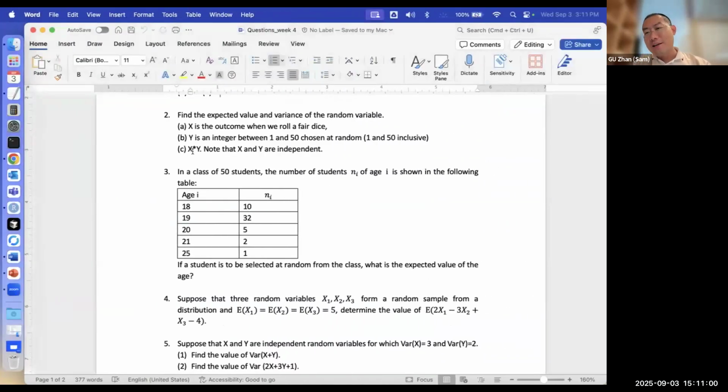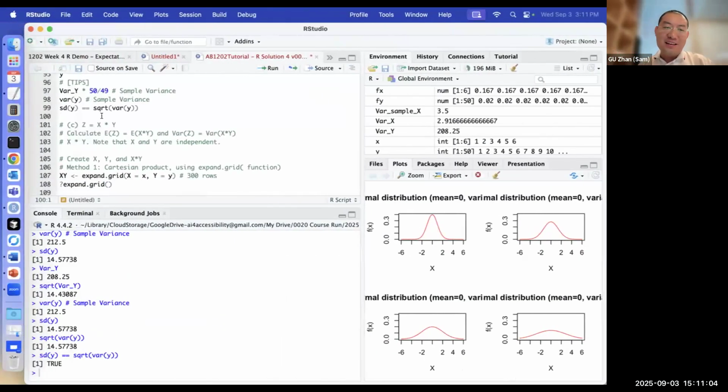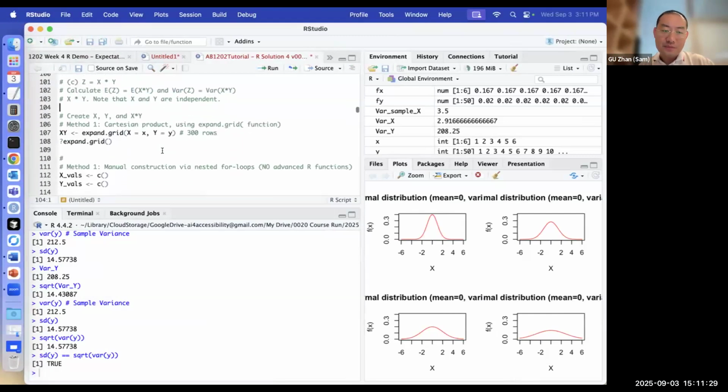Note that x and y are independent. So this is a little bit tricky, so let's do it step by step. We're going to create a new variable, z, which equals x times y. So calculating this is equivalent to calculating the expected value of z and the variance of z. Z is x times y, and the variance of z is the variance of x times y. They are independent.